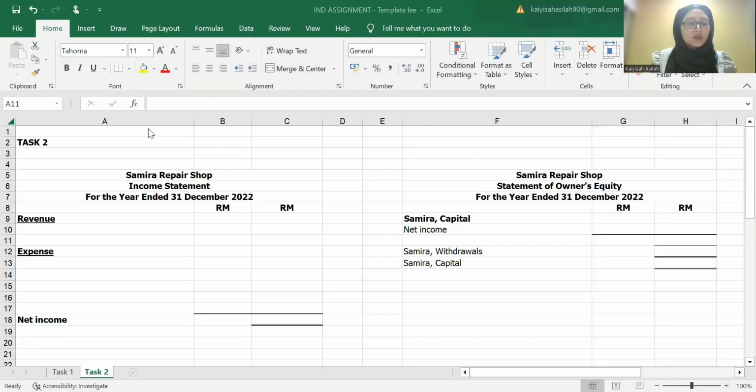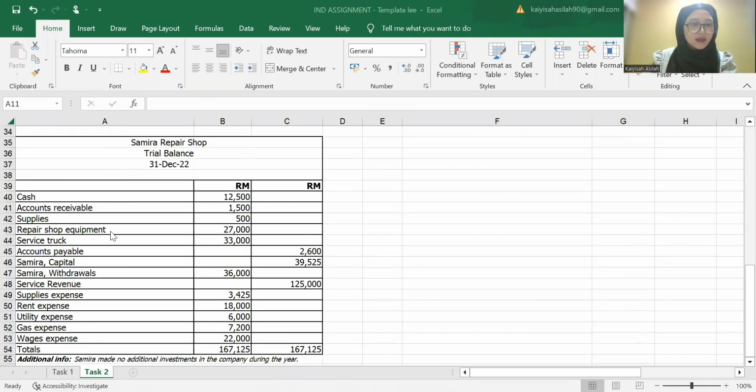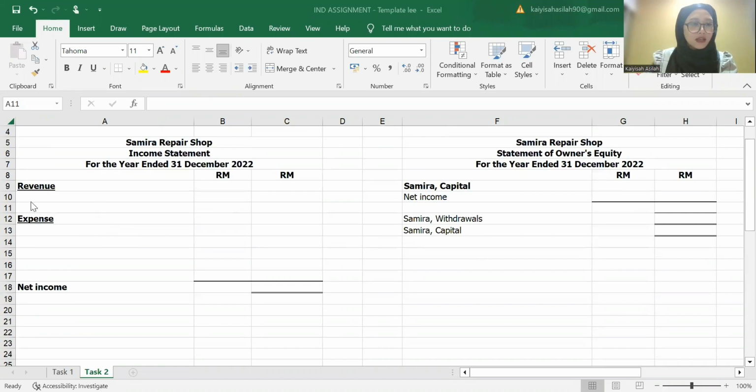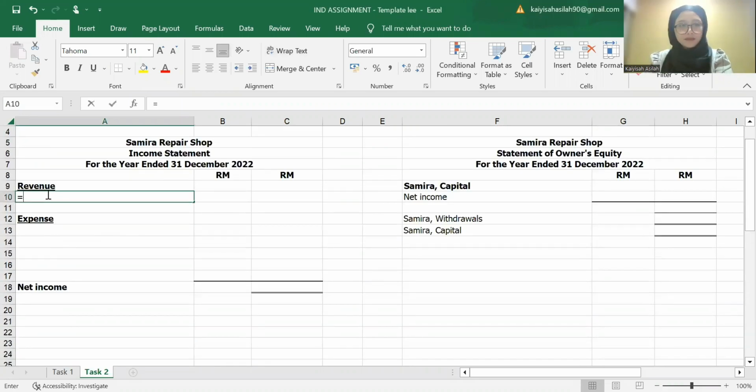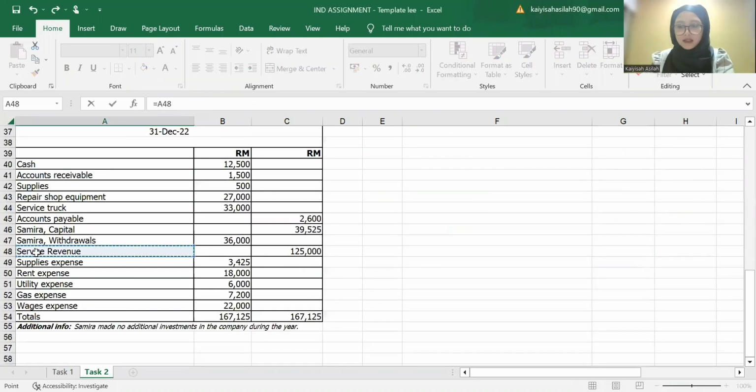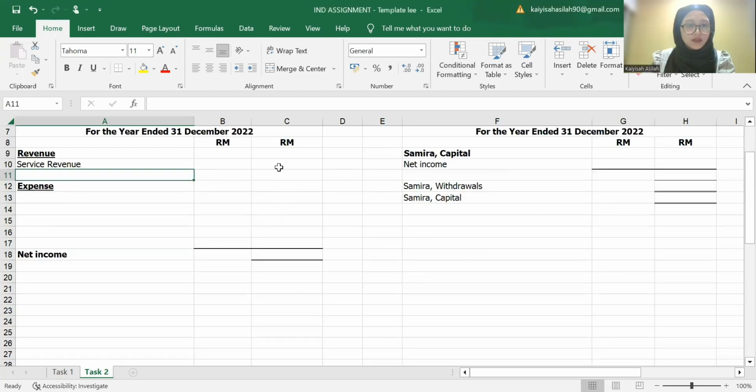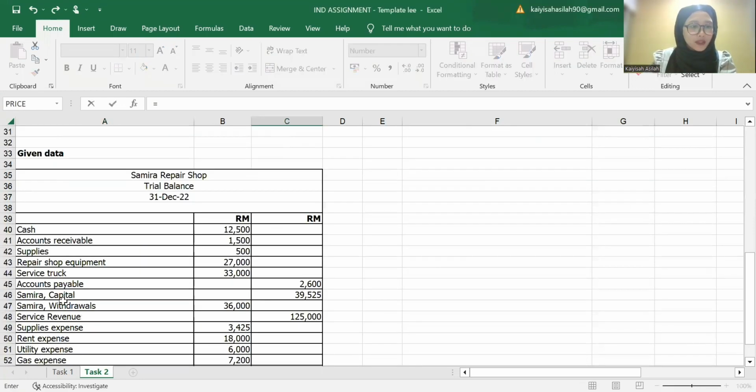Let's proceed to task 2, which is I have to prepare statements for Samira Repair Shop: the income statement, statement of owner equity, and a balance sheet. So let's proceed and look at the given data, the trial balance. For the income statement, they have revenue and expenses. For the revenue, we go to the service revenue, and then enter. The service revenue goes to the credit column.